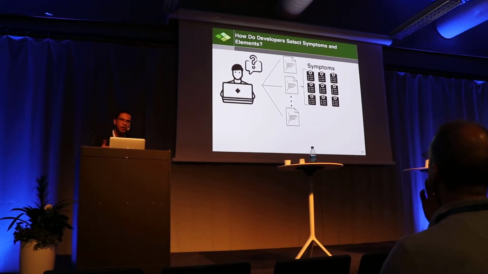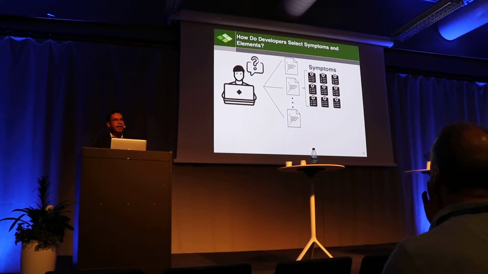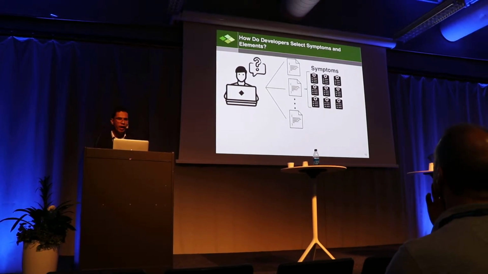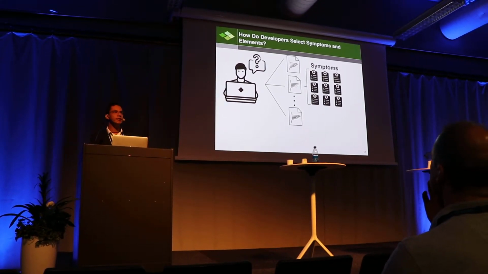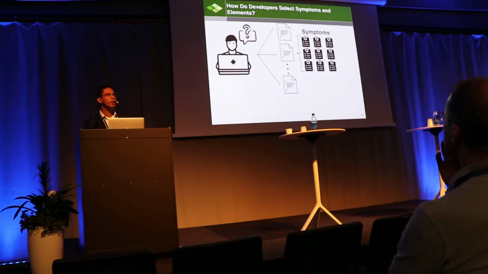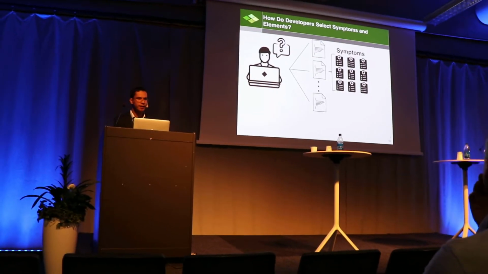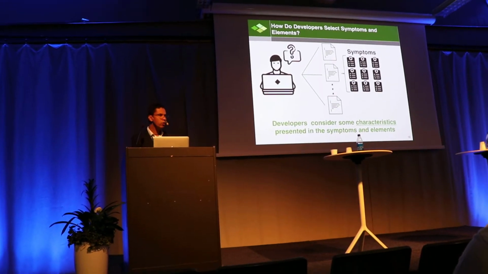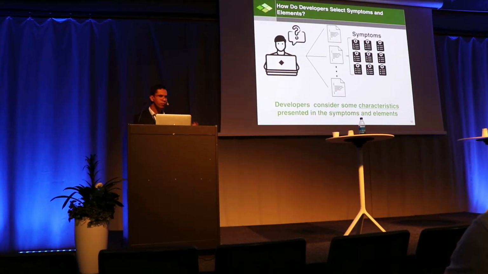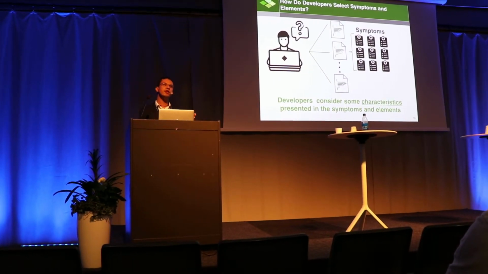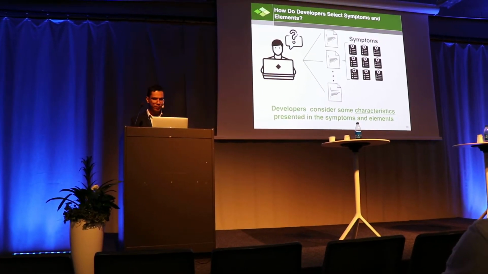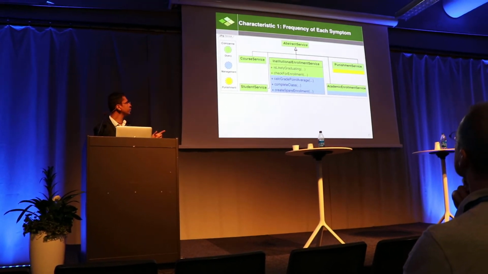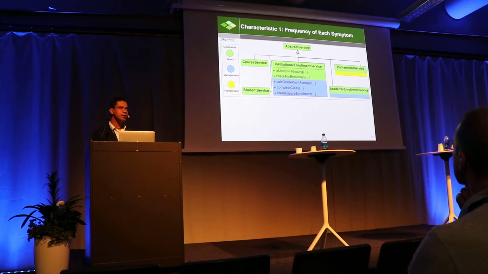Another interesting finding that we had was how developers select these symptoms and elements to analyze. As I mentioned in the beginning of this presentation, the identification and the analysis of these elements is not an easy task. But we were able to find the characteristics that developers consider when they have to select a symptom to analyze. Actually, these are aspects that the symptoms and elements contain, and we call them characteristics. And we found 6 characteristics that influence how developers select the symptoms to analyze. I'll explain to you, for instance, the frequency of each symptom.